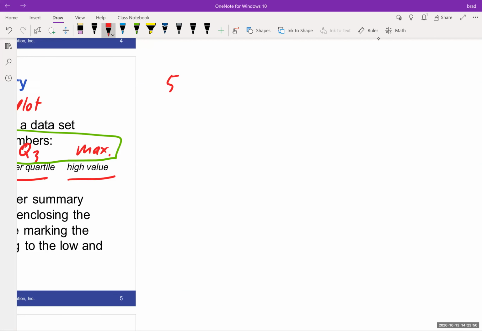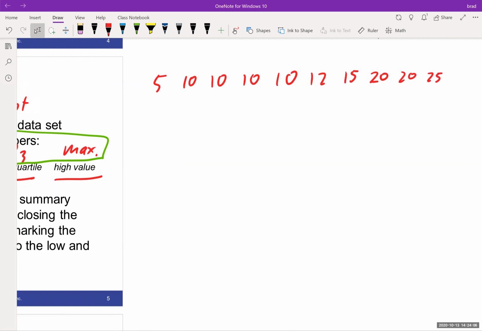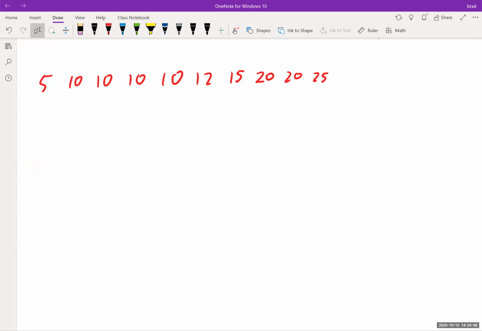So suppose we have 5, 10, 10, 10. How many 10s is it? 4 10s. Let's go 12, 15, 20, 20, 25, 20, 20, 25, 30, 30, 40, 40, and 60. Okay.